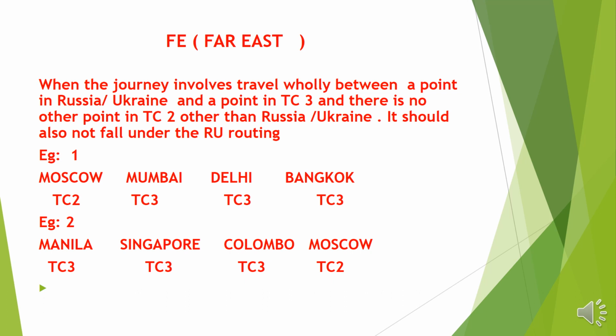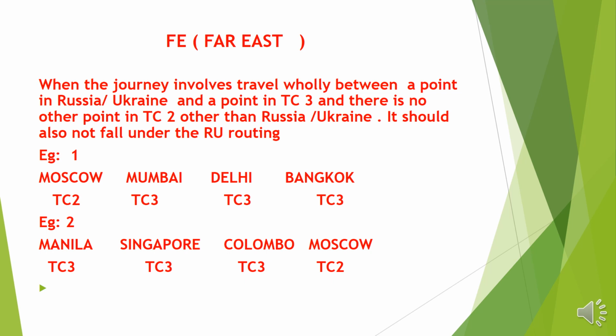Going to example number 1: Moscow, Mumbai, Delhi, Bangkok. So here we see the origin is TC2 and the final destination is TC3. And we see that the journey starts in Russia and all other cities are in TC3. So this you call it FE. Citing the next example: Manila, Singapore, Colombo, Moscow. Now the journey ends in Moscow, and before Moscow are all the cities in TC3? Yes, this is Far East.